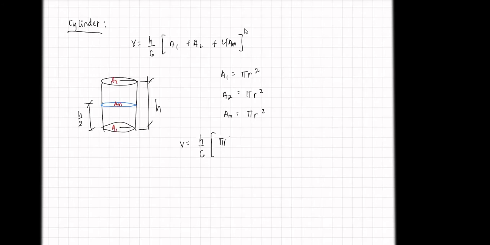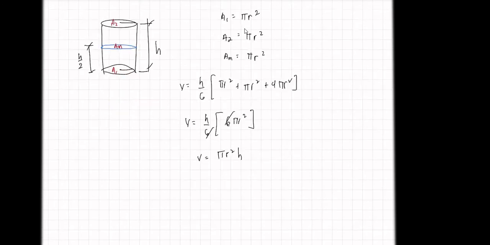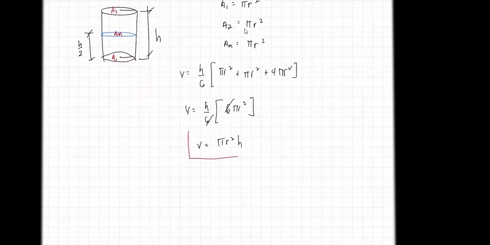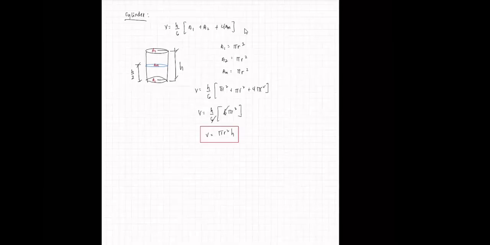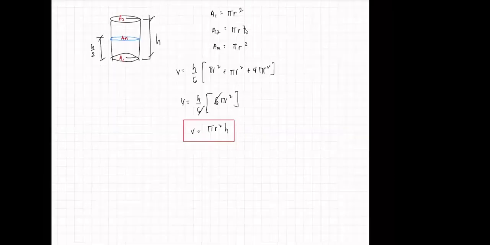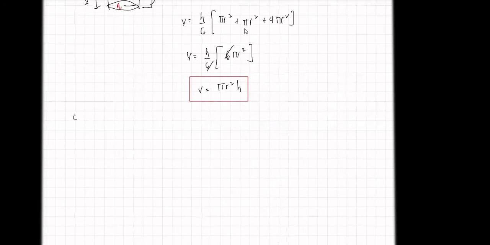Okay? So substituting yung value na yan dun sa given natin na formula ng prismatoid, we have pi r squared plus pi r squared plus 4 pi r squared. Okay? So volume natin is equals to h over 6. We have 6 pi r squared. Cancel natin. We have volume is equals to pi r squared h, which is ito yung pinresent kong formula kanina for volume ng cylinder. Okay? Again, using the formula for prismatoid, we are able to get yung volume ng cylinder.